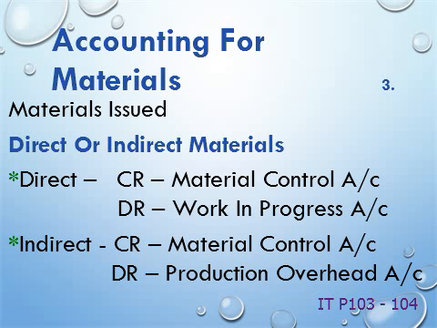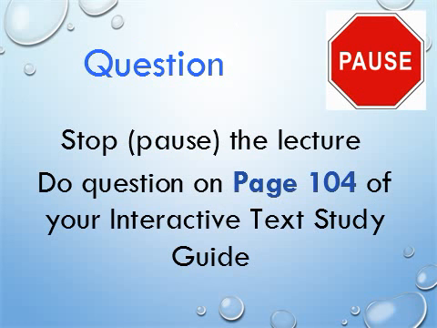And the double entry for indirect materials is credit, material control account. Debit, production overhead account. Stop the lecture. Do the question on page 104 of your interactive text study guide.